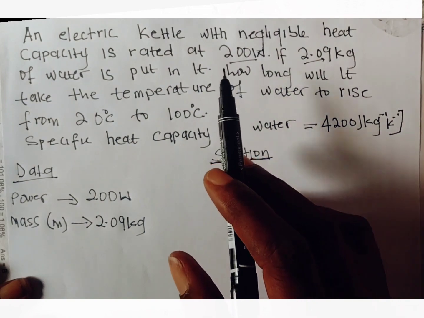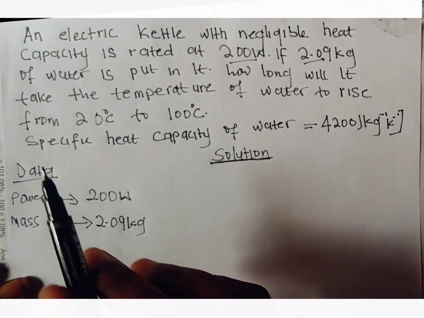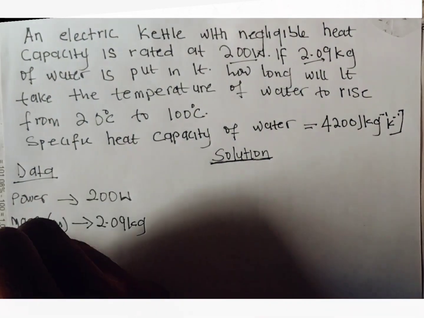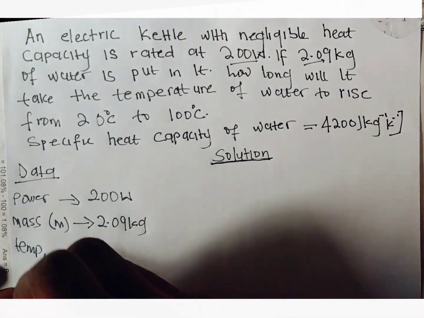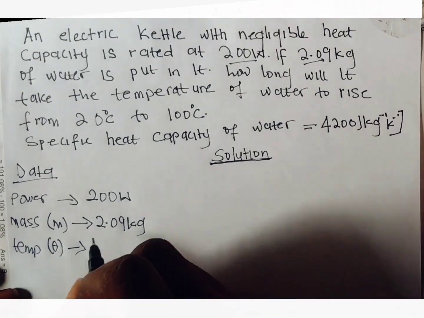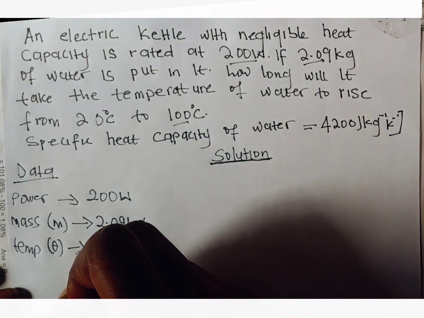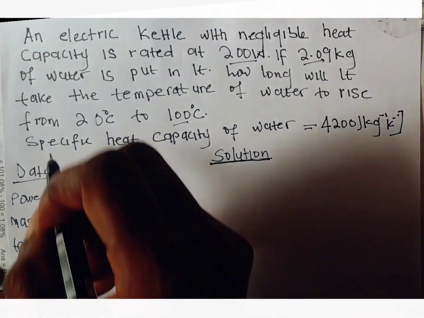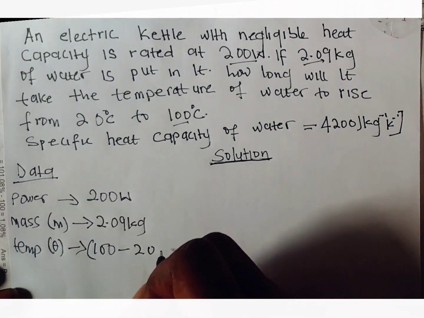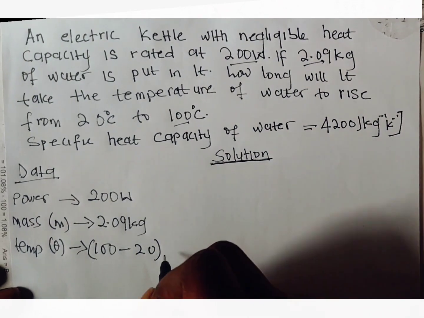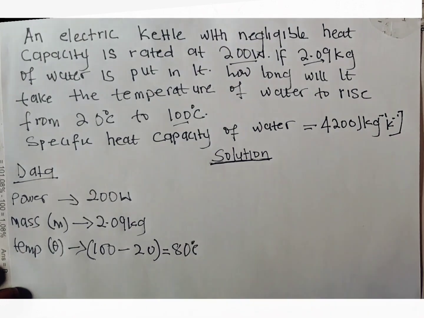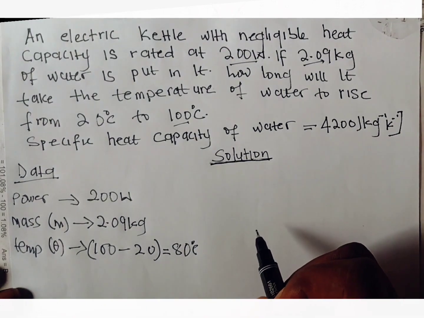Yes, they told us that the temperature of water rises from 20 degrees Celsius to 100 degrees Celsius. So I write temperature, which is represented by theta, is 100 minus 20. Yes, T2 minus T1, which will give us 80 degrees Celsius. Okay, is there another data?